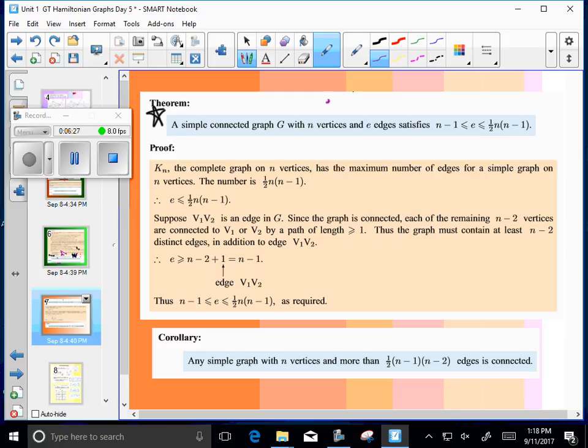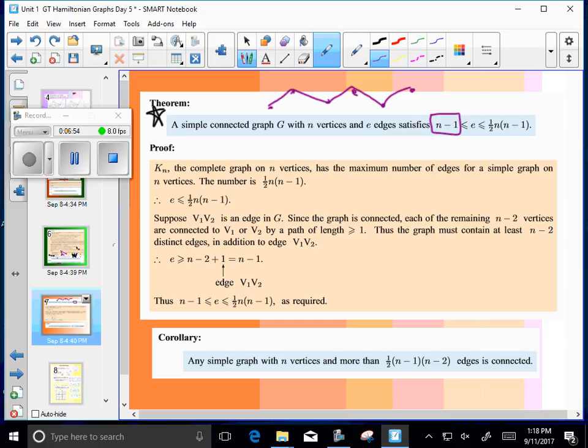Let's say we have 4 points. What's the least number of edges to connect all those points? 3, right? 4 points, 3. What if I added 5? 4. And 6. So does n minus 1 make sense to you? So the least you could do is n minus 1.